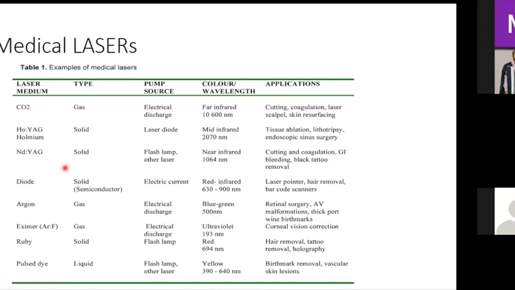Another form of YAG has a source of energy that is a flash lamp or another laser, just like this one. This is the wavelength. It's also used for cutting and coagulation, GI bleeding, and tattoo removal, because here you don't want a lot of penetration. It's just the skin.